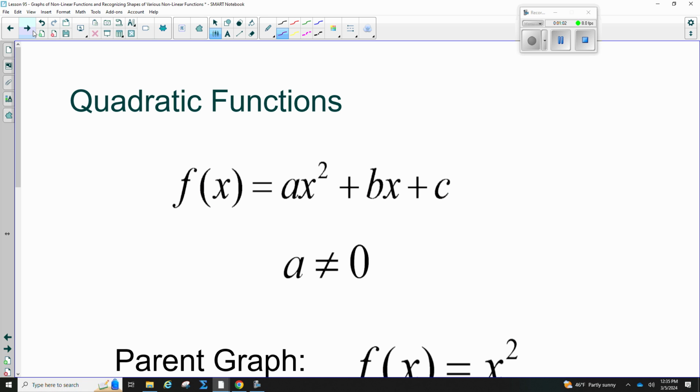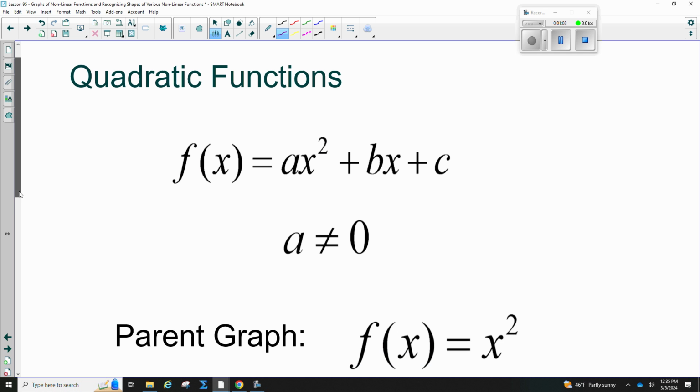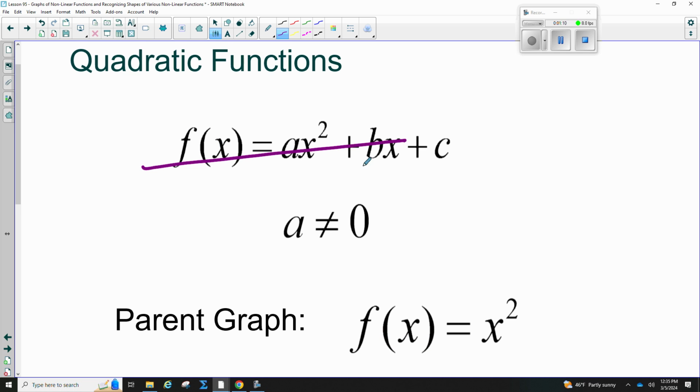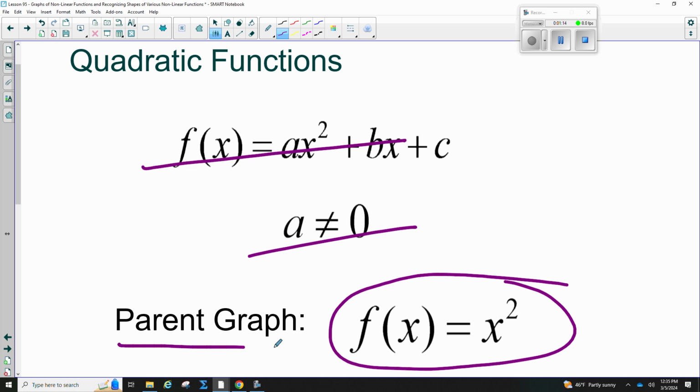These are quadratic functions, okay? Quadratic functions. I would not write this or this down. I want to talk about it. I would write down this, what we call the parent graph. Okay, so I want to talk about this equation here, but don't write it down. You don't need to write this down, okay?